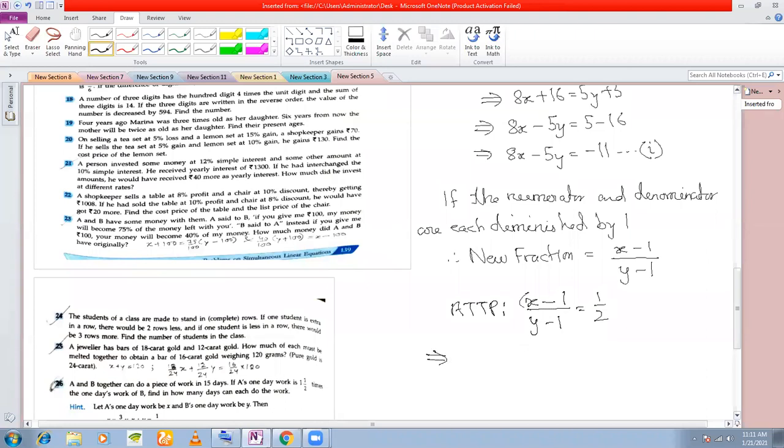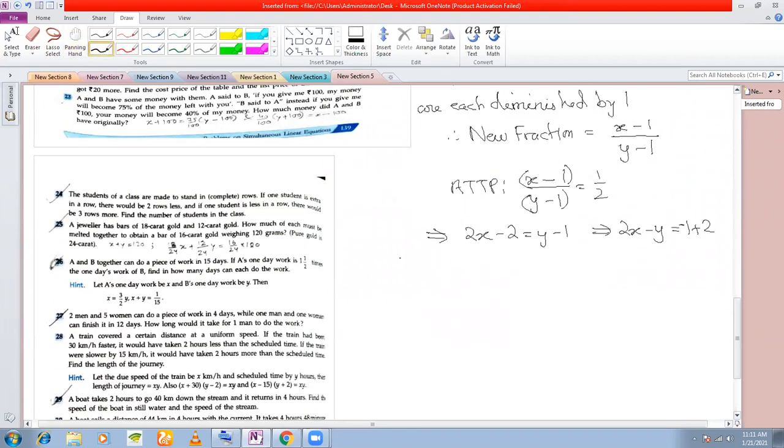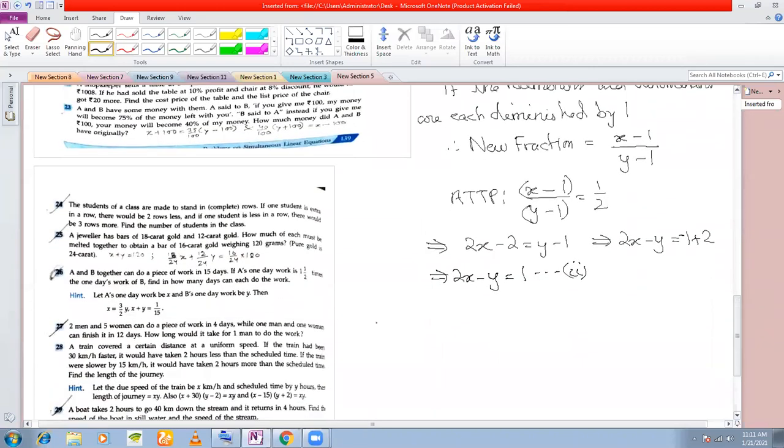This will give our second equation, which we need to solve. Cross multiply, give brackets. So you have 2x minus 2 is equal to y minus 1. 2x minus y is equal to minus 1 plus 2, which means 2x minus y is equal to 1. This is your second equation. Now you write one equation on top of the other and judge which method to use for solving. So 8x minus 5y is equal to minus 11.